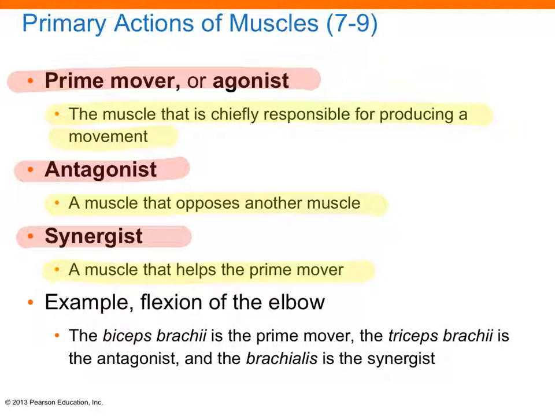Now, there are primary actions of muscles. The prime mover or the agonist is the muscle that is chiefly responsible for producing the movement. The antagonist is the muscle that opposes the other muscle. And the synergist is the muscle that helps the prime mover. Now, here's the example. At the flexion of the elbow, the biceps brachii is the prime mover, the triceps brachii is the antagonist, and the brachialis is the synergist.